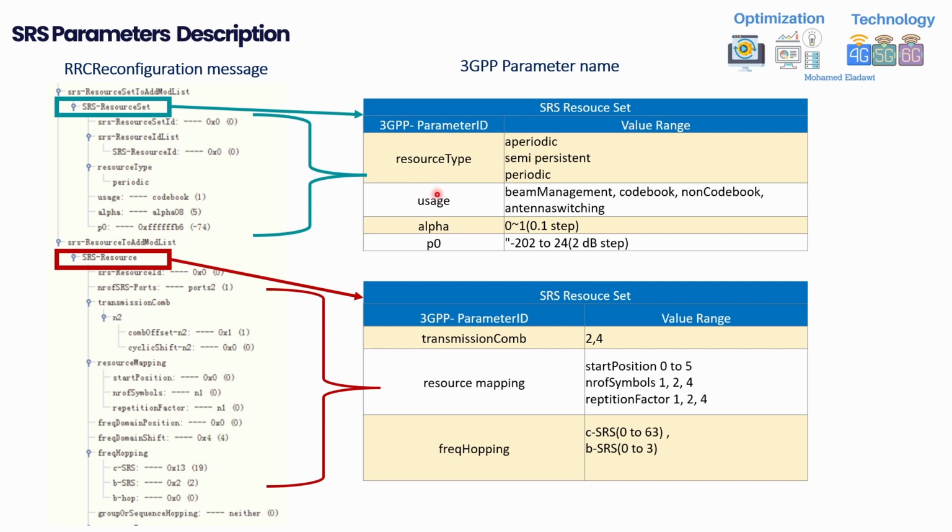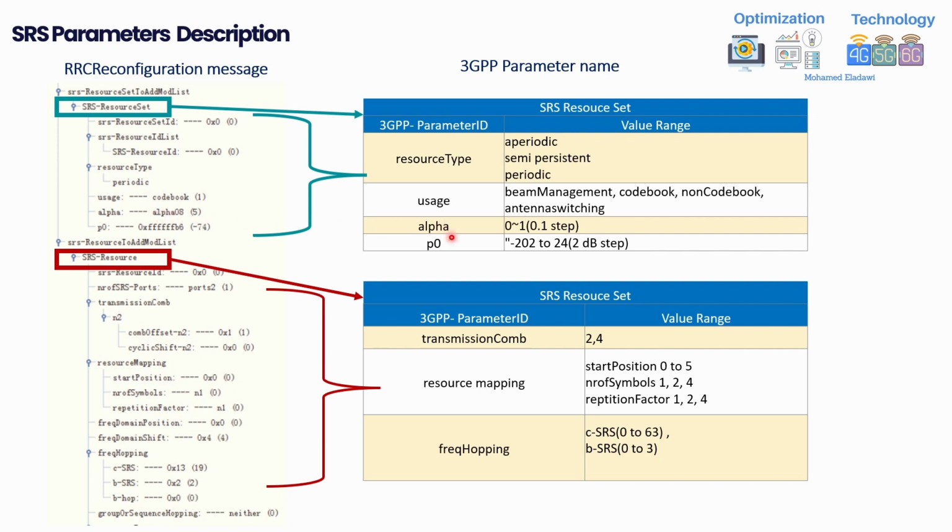Then it's about the usage. What is this SRS resource transmission used for? For example, uplink beam management, or codebook, non-codebook, which are both used for PUSCH or uplink channel estimation, or downlink channel estimation, which is antenna switching. Whenever the usage is, for example, codebook, this means it's used for uplink channel estimation, where we are not considering channel reciprocity.